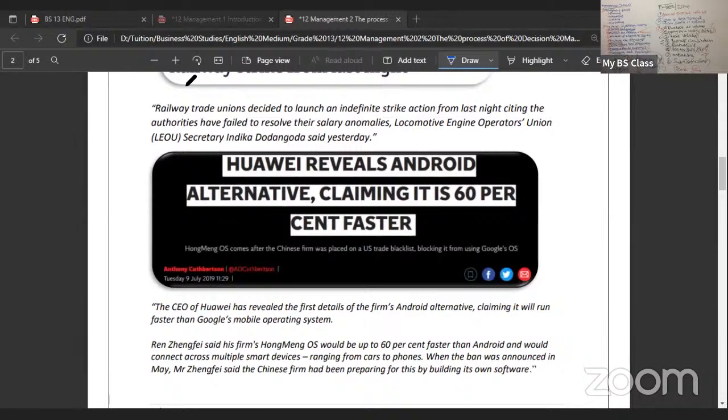Regarding Android, when Google service was to be provided, they did not agree because the trade war happened between China and the US, because Huawei is a Chinese company and Google Android is a US company. It became a small conflict.